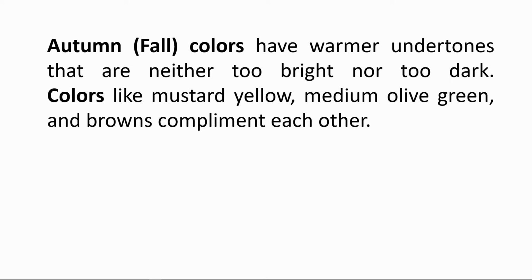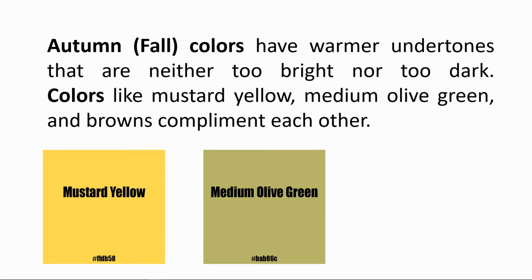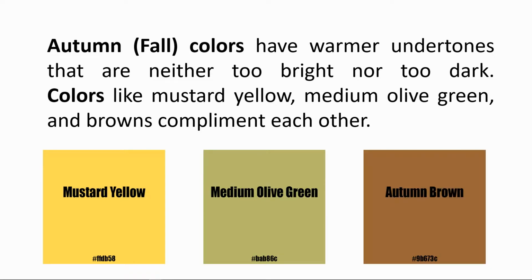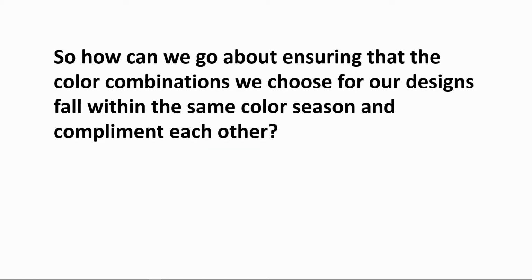Autumn or fall colors have warmer undertones that are neither too bright nor too dark. Colors like mustard yellow, medium olive green, and browns complement each other. So we have a mustard yellow, the medium olive green, and the autumn brown. Again, the colors are warmer, they're a little bit more subdued as well, and they complement each other.